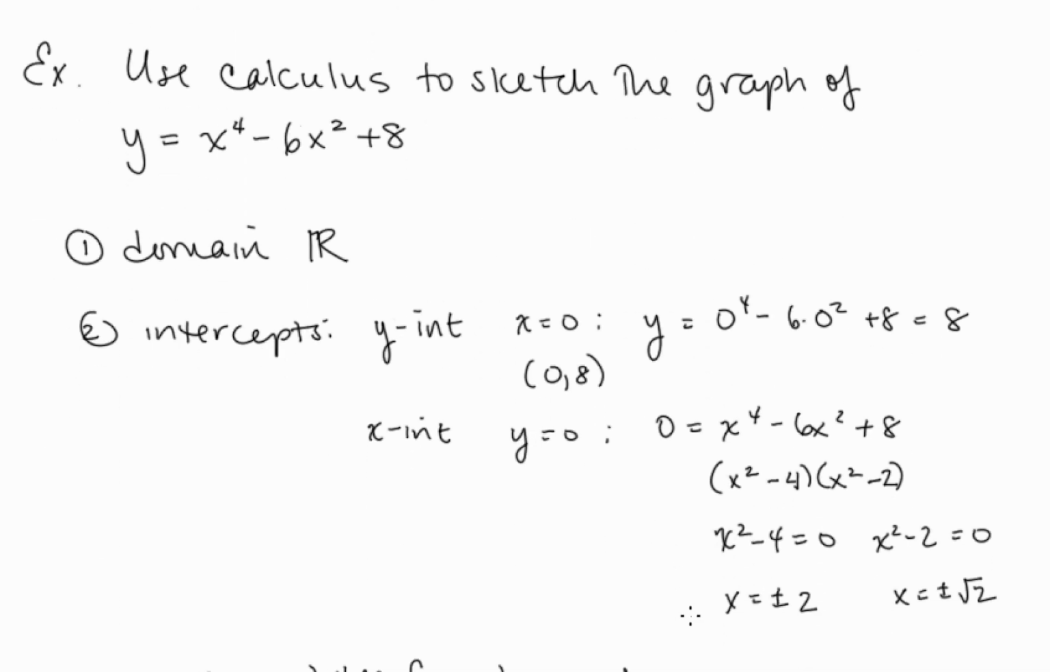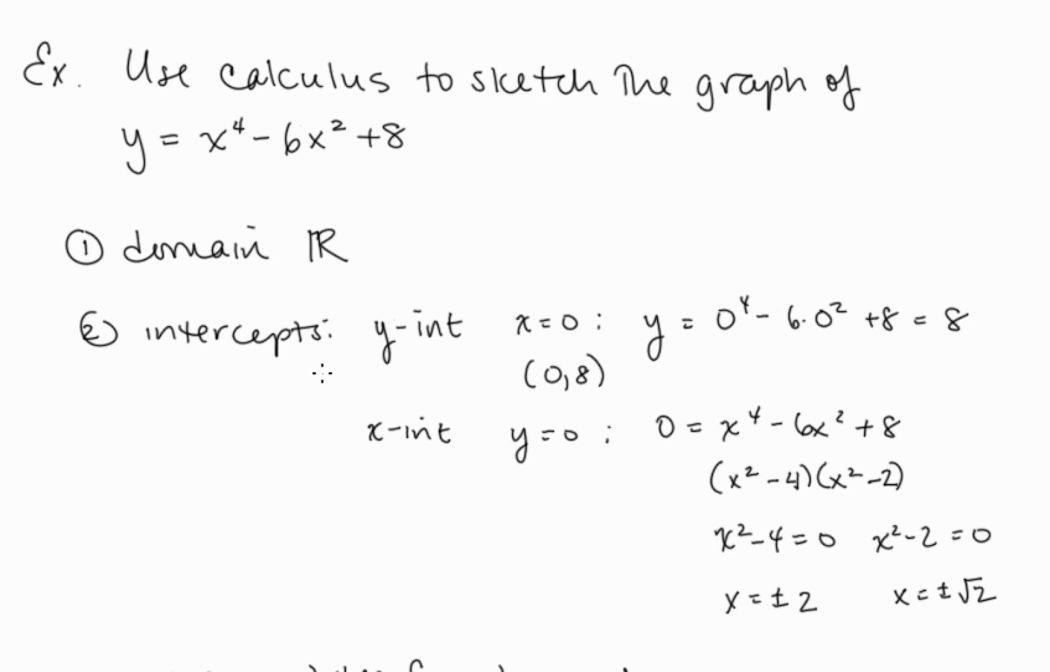Use calculus to sketch the graph of y equals x to the fourth minus 6x squared plus 8. The first step is to find the domain, and here we have a polynomial, so we know the domain is all reals. Then we're asked to find intercepts and asymptotes and plot them.